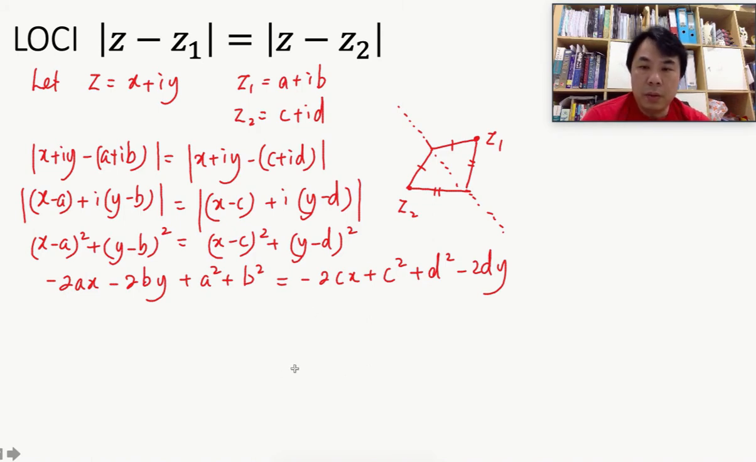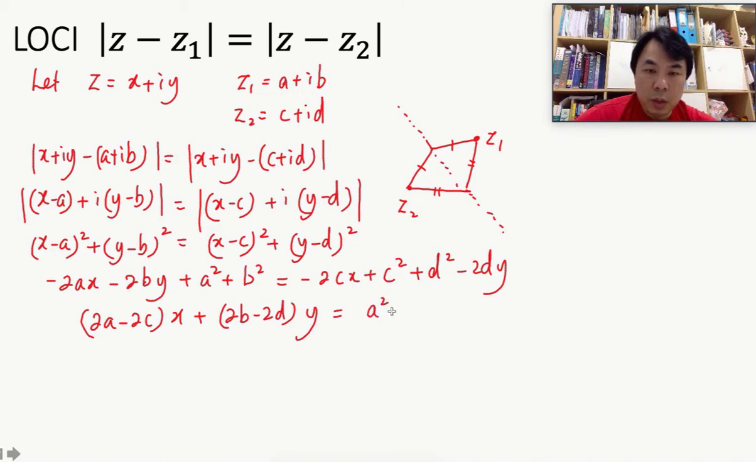And then with a bit of grouping strategy, I noticed that we have both x and y on this side. So maybe it's best if I group all the x together. For instance, I have x, and then I will have (2b − 2d) y should be equal to, now what I have here would be a² − d² + b² − c².